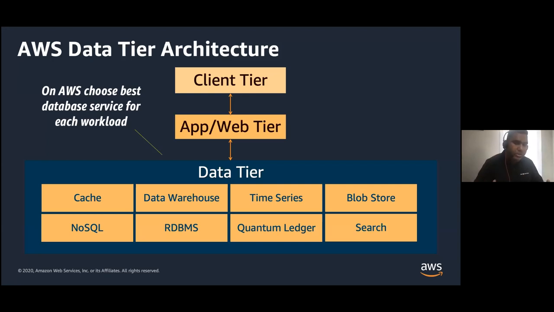All you need to do in your database query is search and put the results back into the web or the client application, right? So that is the model, the data tier architecture that AWS looked at, not only from ourselves, but feedback and customer recommendation as well. What were our customers saying?